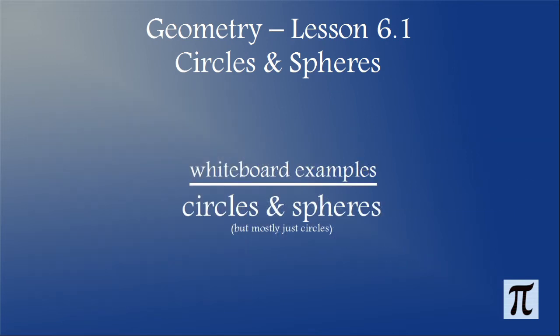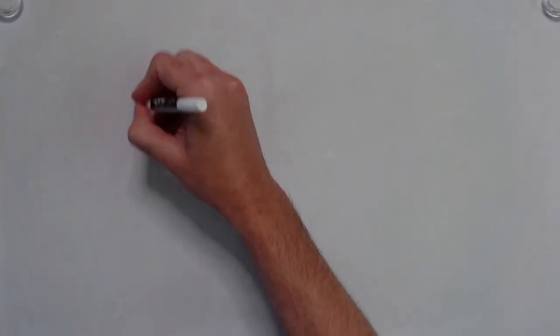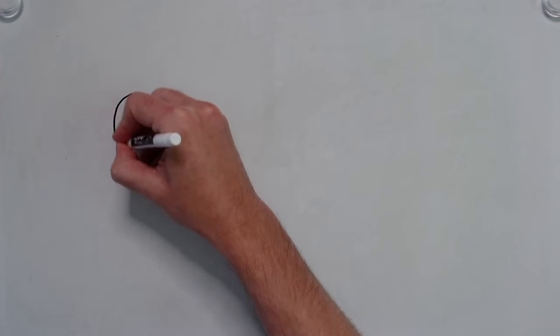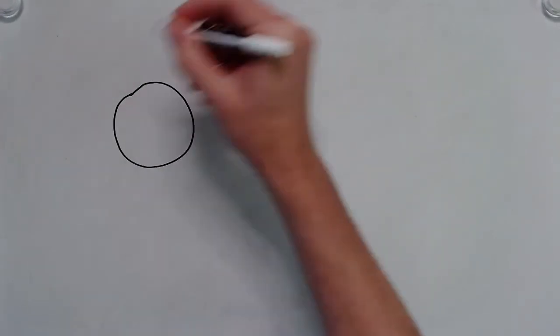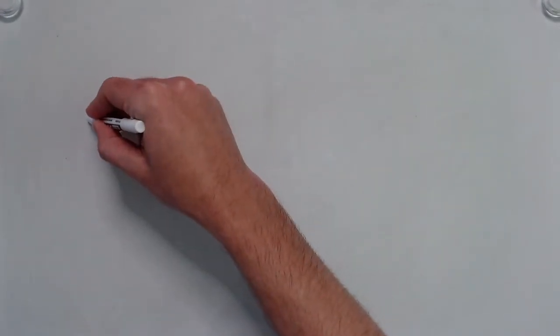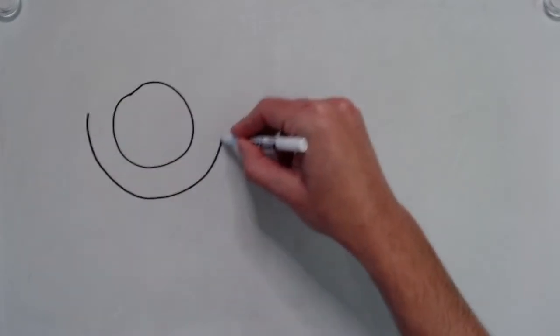Let's jump to the whiteboard and do some examples. Okay, we're going to test my ability to draw circles here. So I'm going to draw a circle as best as I can right here. That's clearly not a circle. And I'm going to draw another one out here.